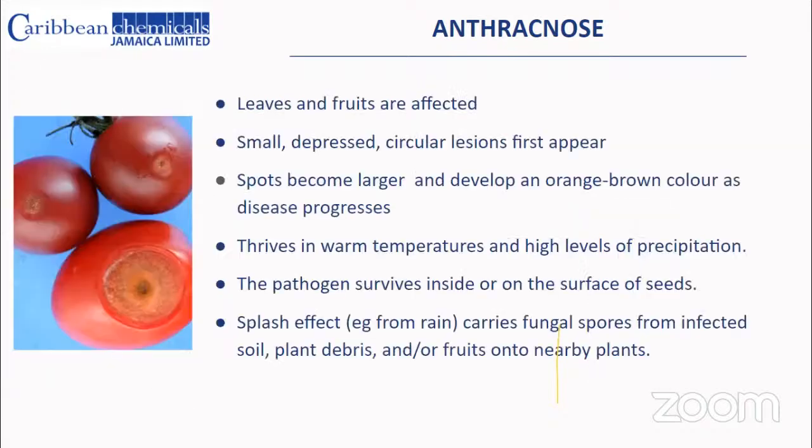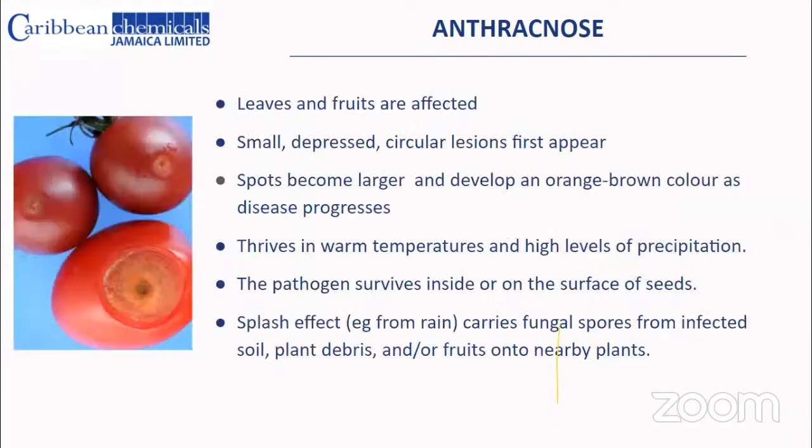It thrives in warm temperatures and a high level of precipitation, so it is a condition similar to that of early blight. A lot of leaf moisture with high humidity gives rise to this. Again, this is important because this particular pathogen can survive on the surface of seeds. So if we look back to what I was mentioning about best practices, getting hybrid seeds from a reputable source will go a long way in lessening the possibility of such diseases happening.